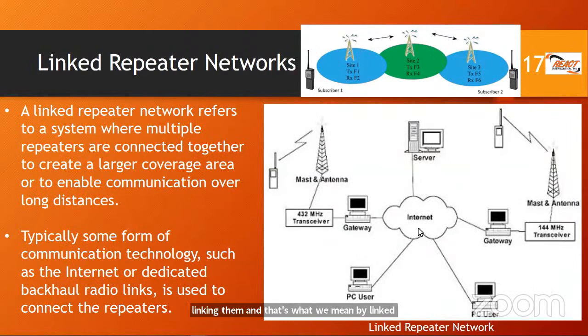And here's a network diagram that shows this, where we have a repeater at one location and another repeater at another location, and we are linking them via the internet. When we do that, we expand the coverage of our repeater system to a wide area coverage, and that's linked repeater networks.